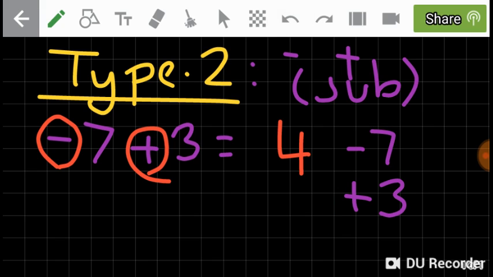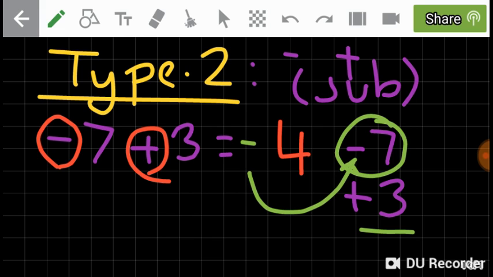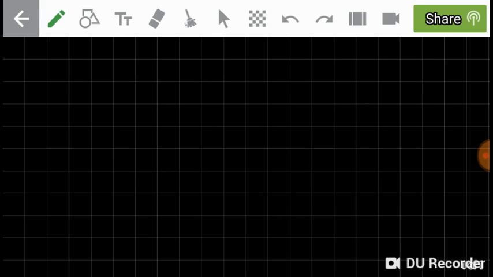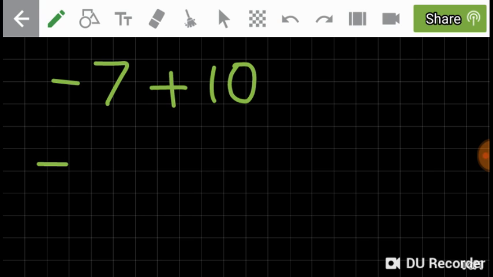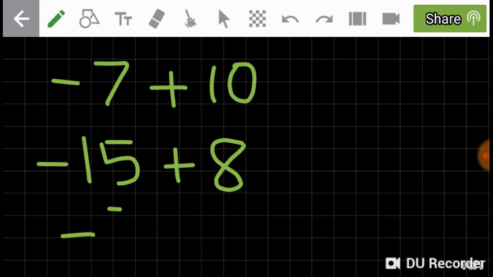So let us do it one more time. 7 is the greater number compared to 3, and the sign with 7 is negative. So the answer will be negative 4. Whatever is the greater number, whatever sign it has, that sign will be taken by the answer. Now let us do some more examples: negative 7 plus 10, negative 15 plus 8, and negative 3 plus 5.